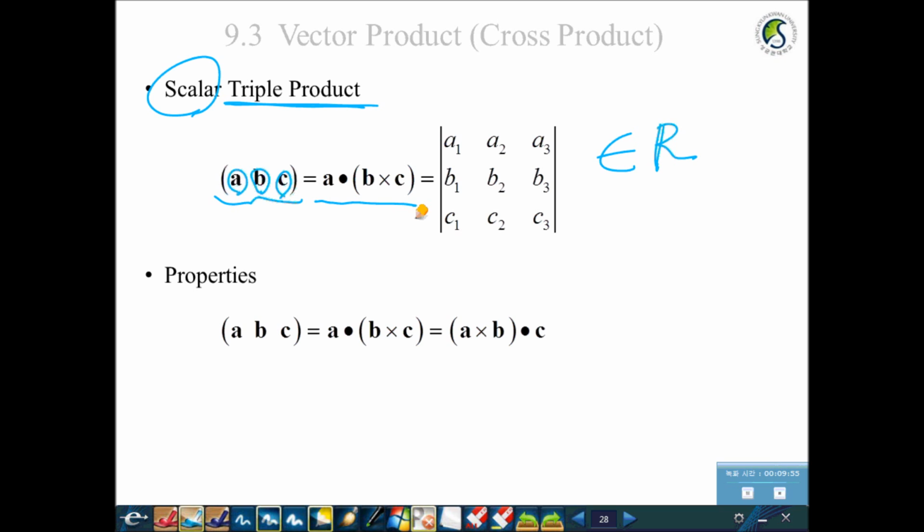Then this one is special in this way. Otherwise, it would be i, j, k, right? But instead, A becomes kind of a basis. It acts like a basis. So it's a scalar at the end. And with this property, you can put A cross B here.